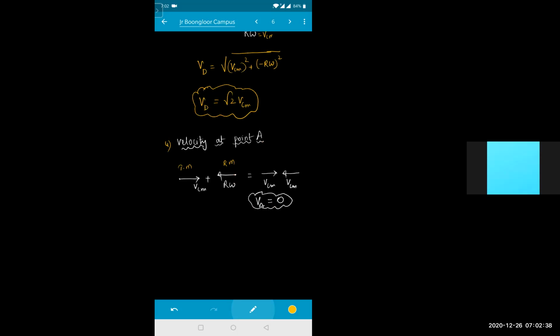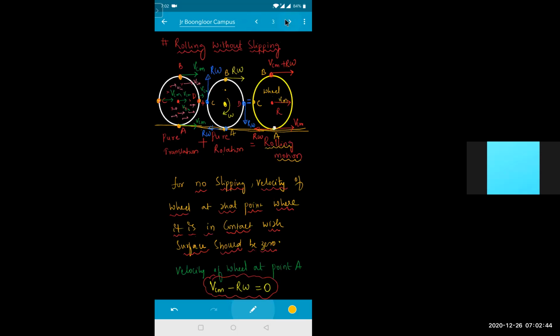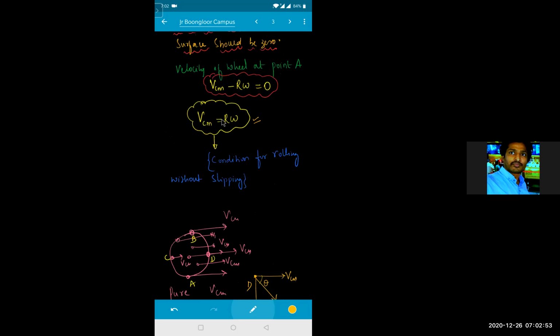So we got an idea how to calculate the velocity at the different points. Is there any condition? What is the condition for pure rolling motion? The condition for pure rolling is that at the point of contact on the ground, VCM must be equal to R omega. This is the condition for rolling without slipping. Is that point clear? Chalo.